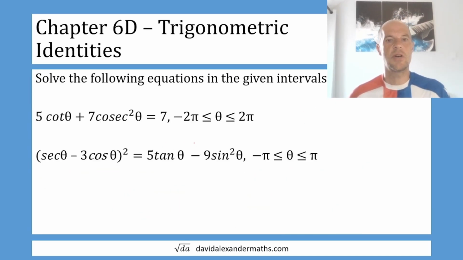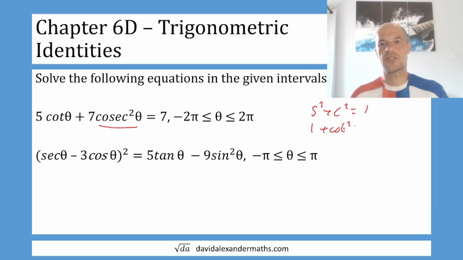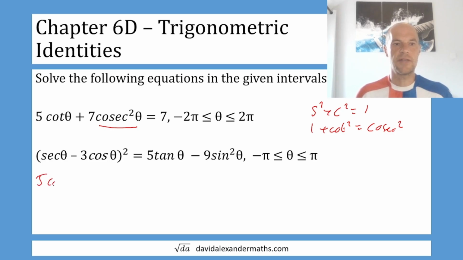Okay, so here are two more slightly nasty equations to be solved. Here I know that cosec squared, I can turn that into a cot squared. So sine squared plus cos squared equals 1. Here I'm dividing through by sine squared, so 1 plus cot squared equals cosec squared. So I've got 7 cosec squared, which can be replaced with 7 plus 7 cot squared. So I've got 5 cot theta plus 7 plus 7 cot squared theta equals 7. Take away 7 from both sides. I've now made it equal 0.